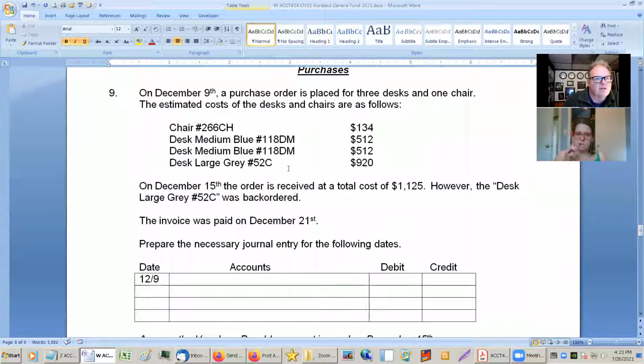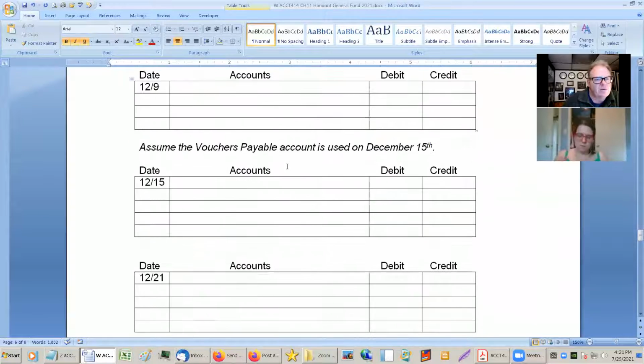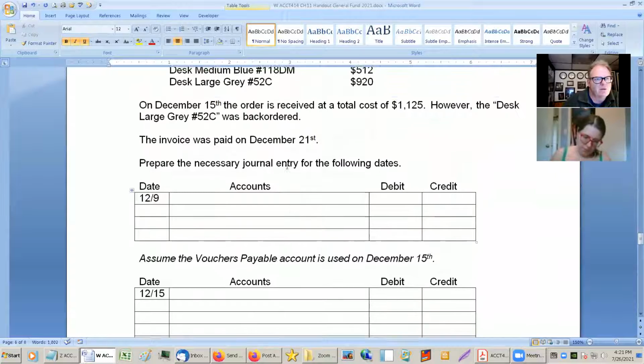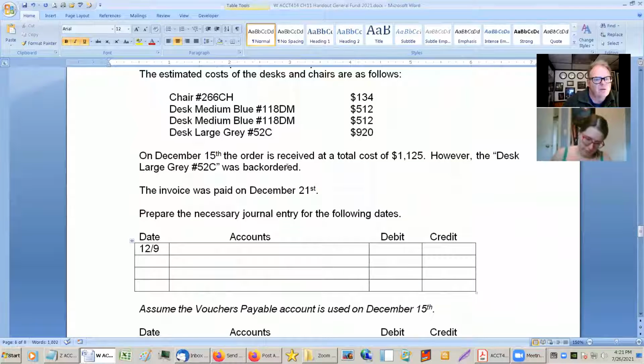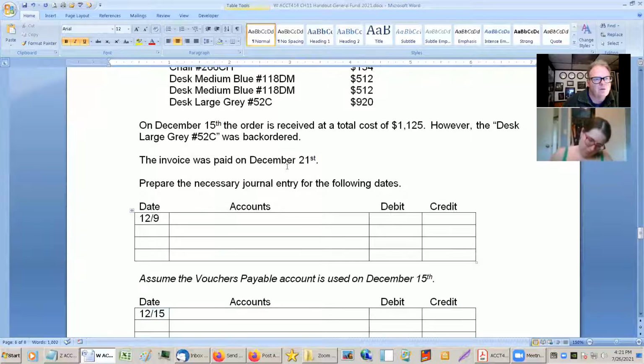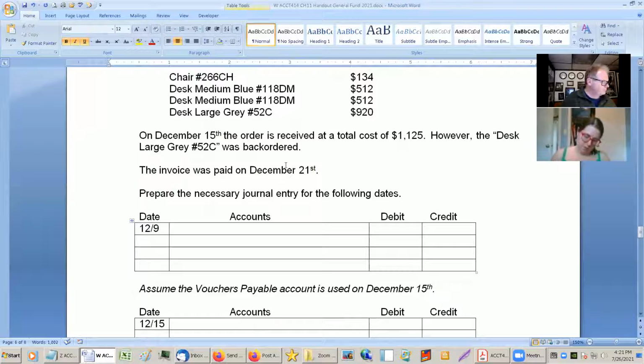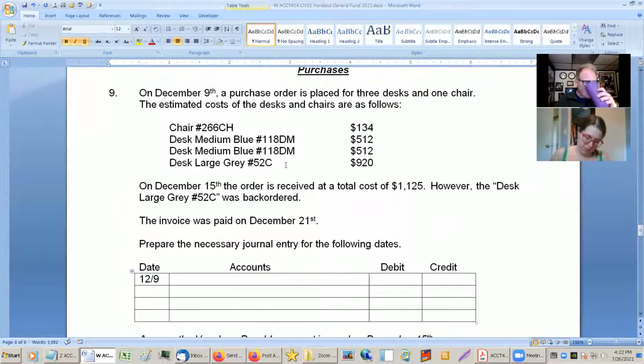Okay, you want to try number 9 on your own? Sure. Okay. All right. So on 12.9, you're putting through the purchase order for the 3 desks and the 1 chair. So it would be, let's see, you'd be doing just encumbrances and encumbrances outstanding for the balance. Yep.